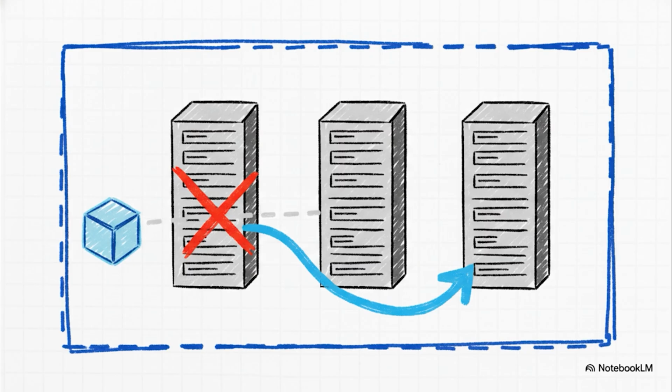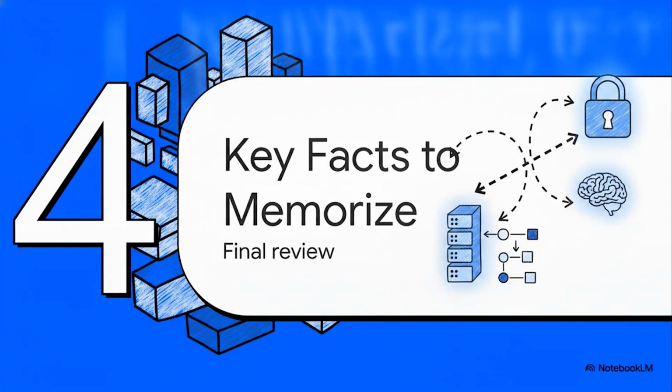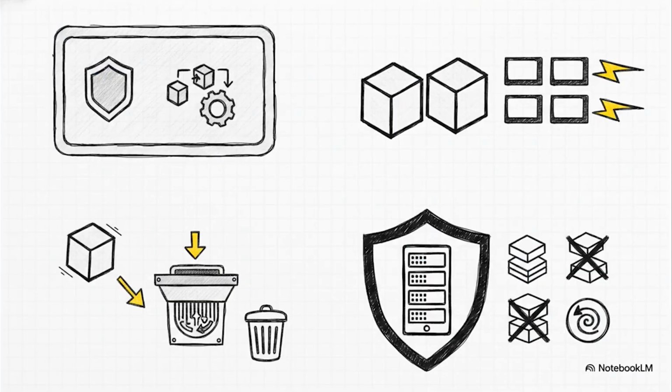Okay, we're in the home stretch, Section 4, the final review. We've covered the why, the how, and the edge cases. Time to lock in these absolute non-negotiables. If you take absolutely nothing else away from this explainer, memorize these 4 things for the 7.5 exam.